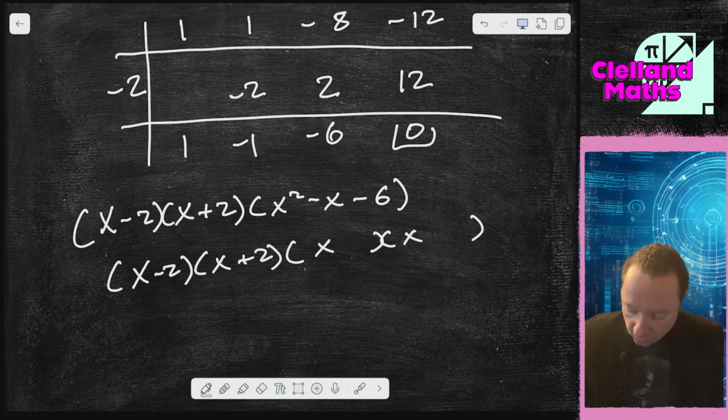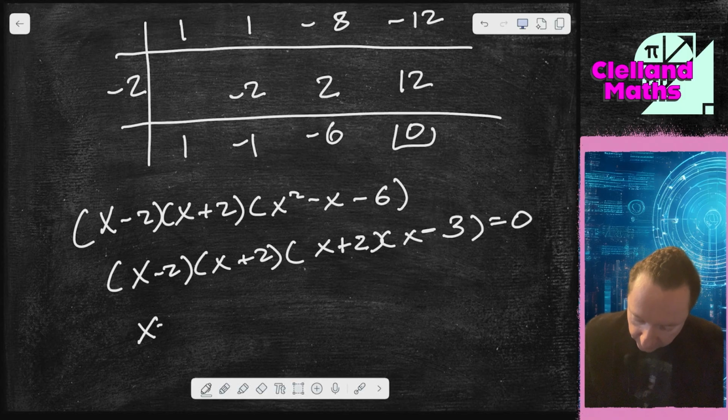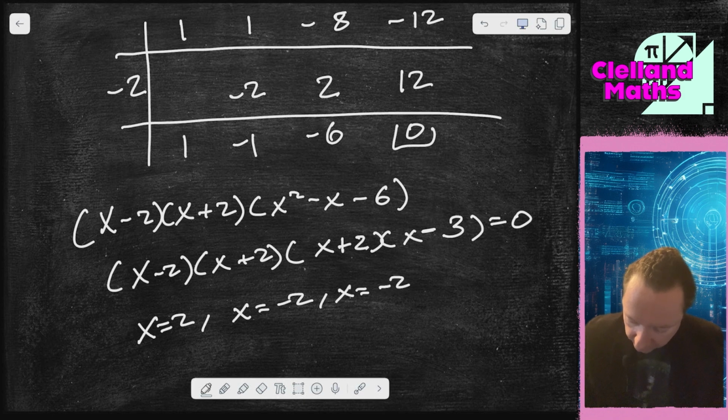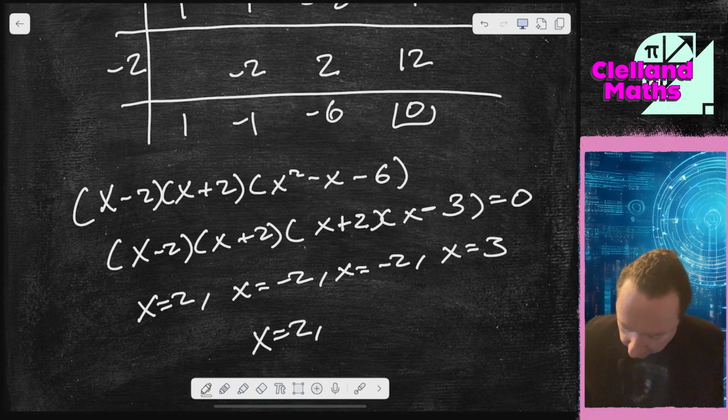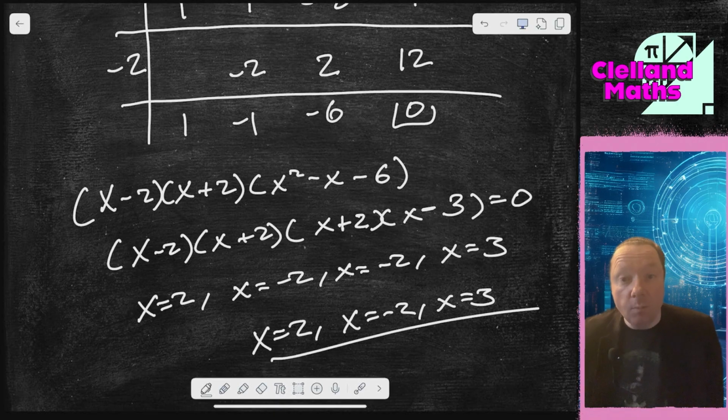3 and 2 make 6. So we've got minus 6, minus 1, so minus 3 add 2 equals 0. So x equals 2 from that one, x equals minus 2 from that one. It's a repeated root, x equals 3. So our answers are, since we've got a repeated root, x equals 2, x equals minus 2, and x equals 3. And we're done there.